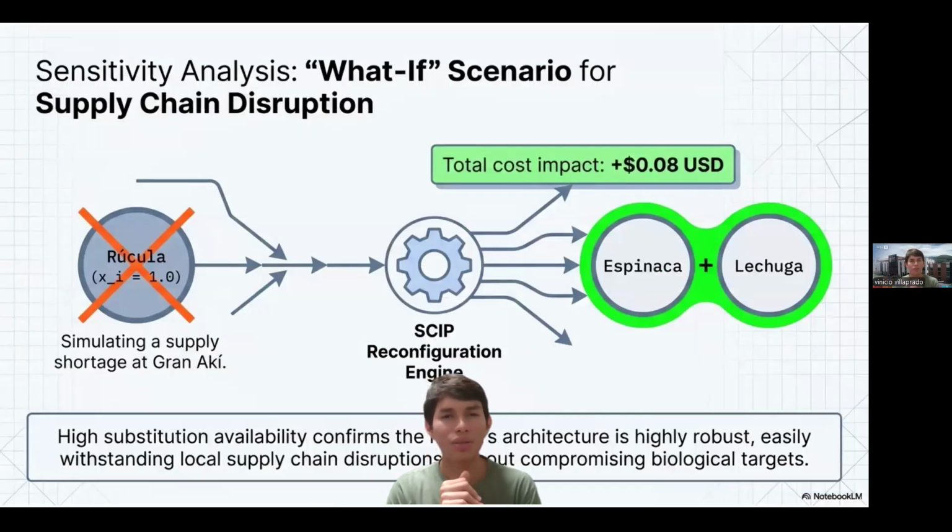Now I also analyze some what-if scenarios. For example, what if there's a shortage of a certain item at Granaki? Would my program still work? Well, the answer is yes. If, for example, there's a shortage of rucola at Granaki, then the program just complements that with spinach and lettuce, adding eggs and cost. That is not that much, but the program is still finding an optimal solution.